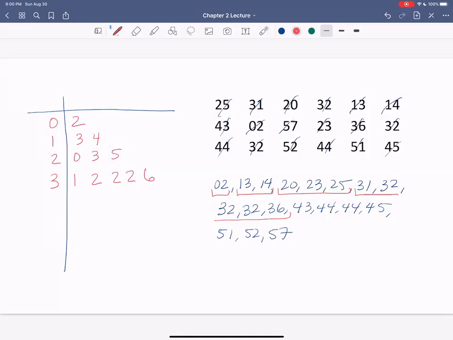Next I have the 40s. I'll put the 4 there for the 40s. I have 43, 44, 44, and 45. And then last I have the 50s. So 5 for the 50s, and I have 51, 52, and 57. All right, this would be your stem and leaf plot right here.